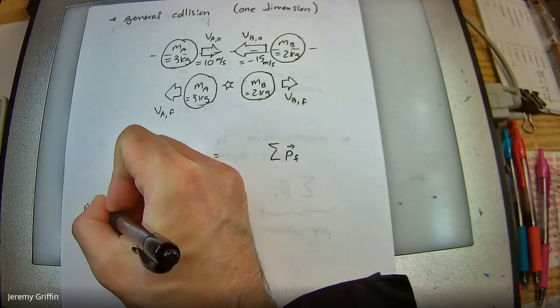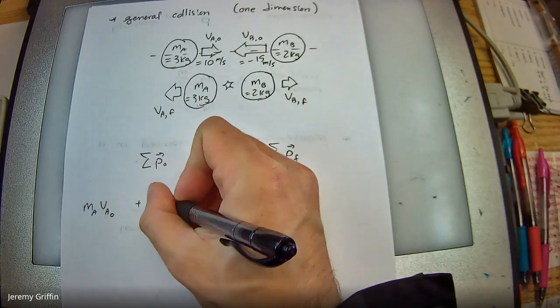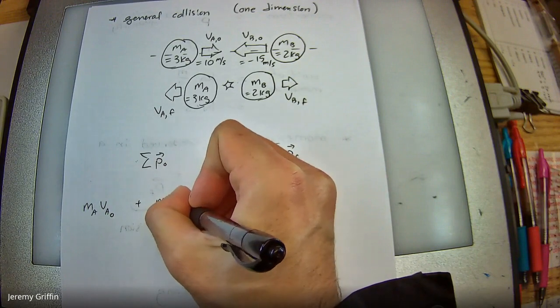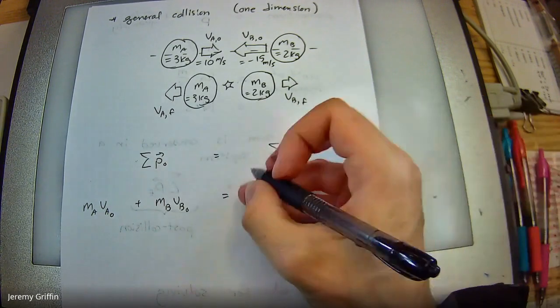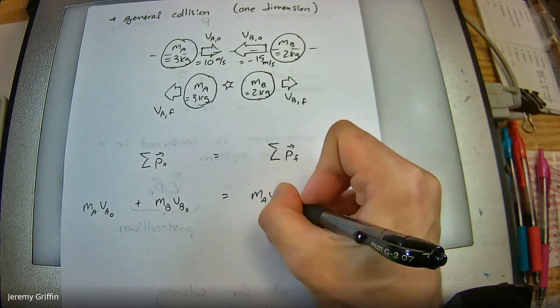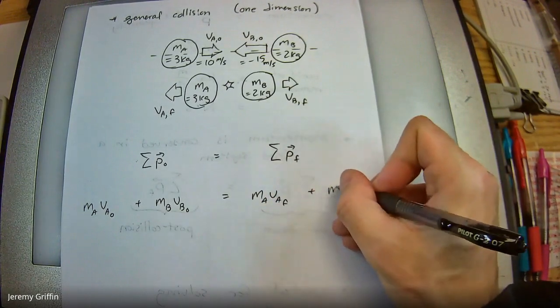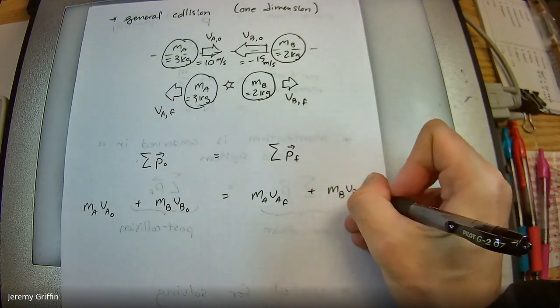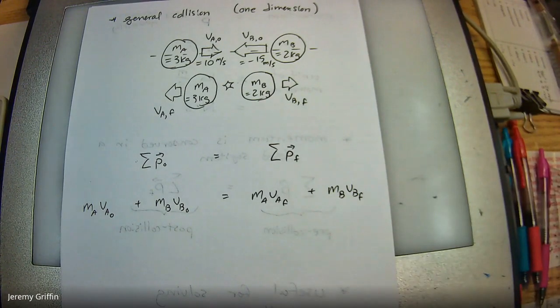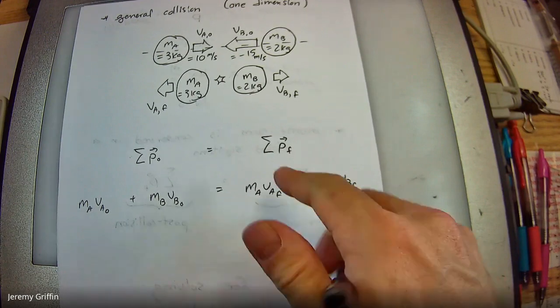Right? Momentum is mass times velocity. Mass A, velocity A initial, plus mass B, velocity B initial. Okay? And then after the collision, mass A, velocity A final, plus mass B, velocity B final. Okay, got it right? Okay, so then we start plugging stuff in.